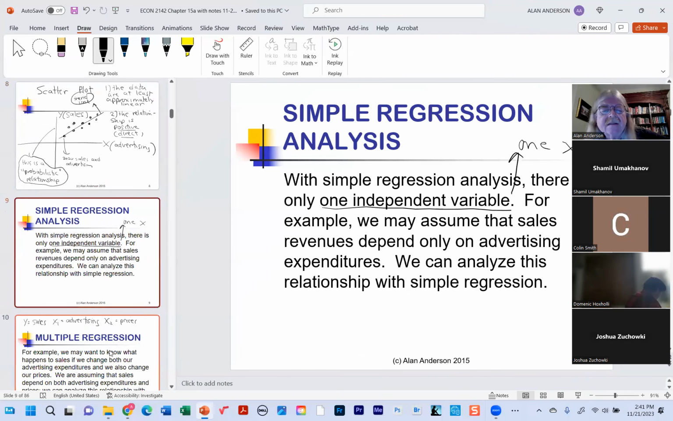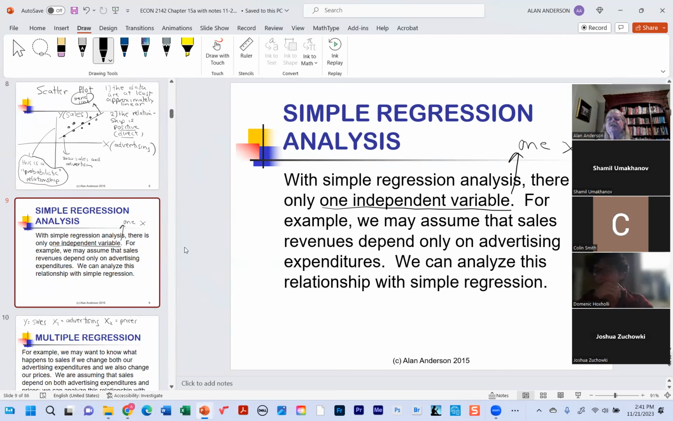Anyway, so back to regression analysis. With simple regression, actually with any regression, there's only going to be one dependent variable. That's all we can have. We can never have more than one dependent variable. What's different is that here there's only a single independent variable, which is our x.